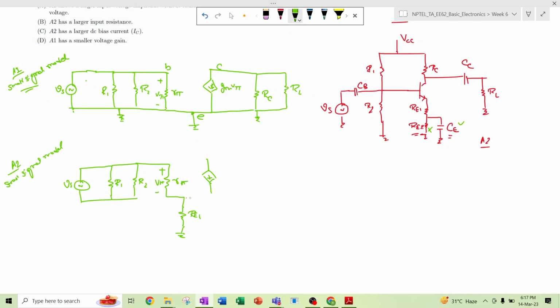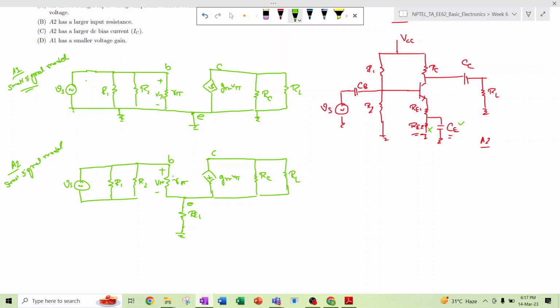Here it will again be gm V pi, here again RC, and here RL. So the difference in the small signal model between A1 and A2 is that after this emitter terminal, this is the emitter terminal, this is the base terminal, this is the collector terminal. In this emitter terminal, RE1 is connected before it goes to ground.